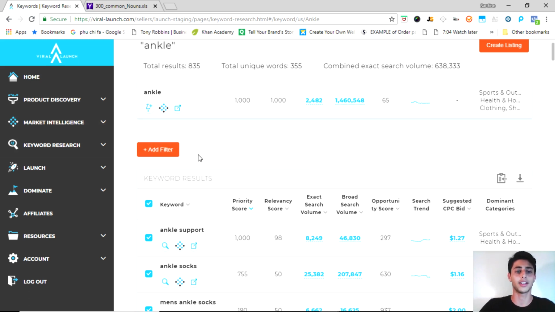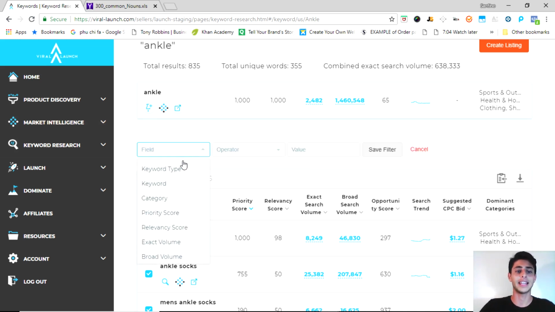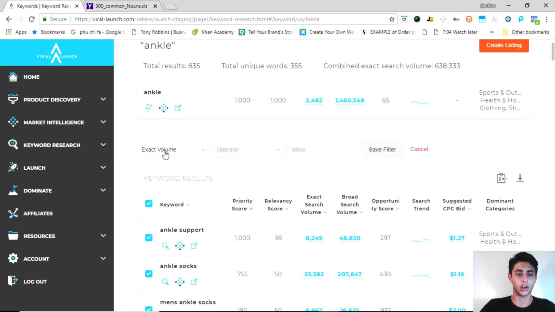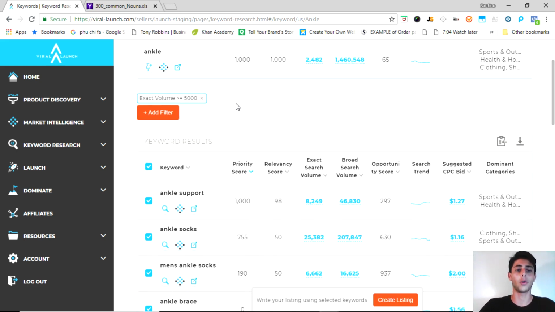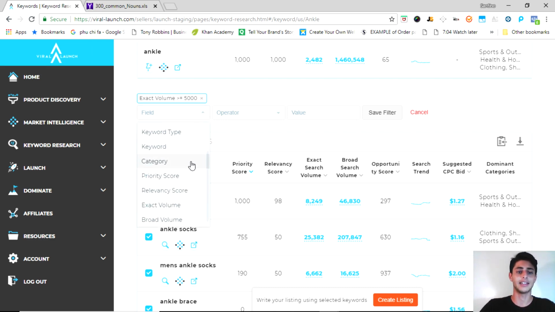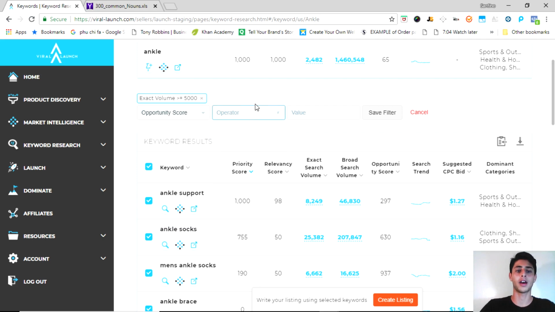Right here where it says add filter, you click this orange button, and then in the field you put exact volume, operator greater than or equal to, and then the value 5,000. This is only going to show keywords with search volume of over 5,000 exact monthly searches. The next thing we want to do is not just stop there with criteria. We want to add another filter because we want to be as dialed in and as specific as possible. The next criteria we're going to set is the opportunity score, greater than or equal to 400.